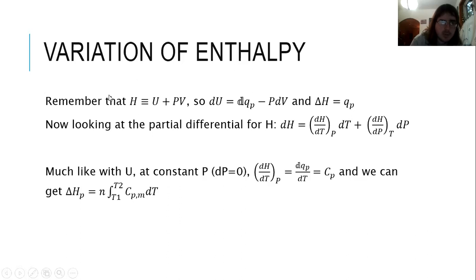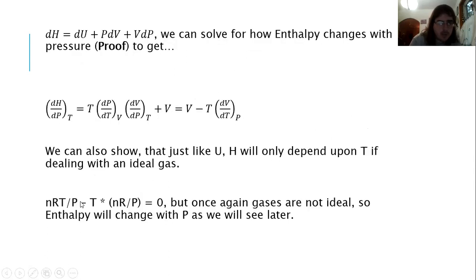Now we can do the same thing with enthalpy. We can do the partial differentials with respect to enthalpy. Remember, enthalpy is U plus PV. And if U can be dQp minus P dV, and H is Qp, we can get some interesting things. We're going to say dH is dH/dT dT plus dH/dP dP. Much like with U, at a constant pressure, dH/dT simplifies down to Cp. We can find delta H at a constant pressure with no problem. But how do we get the other part? The other part is going to be dH/dP, and then we get the partial derivatives with respect to the other parts.